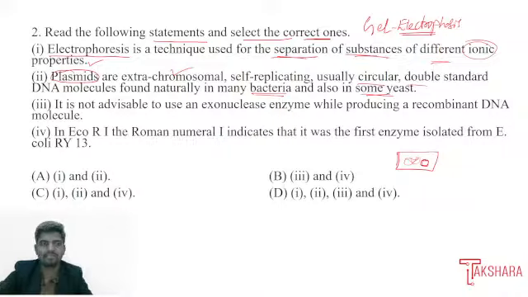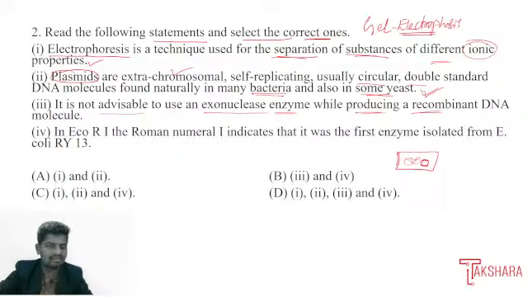So all of this is the correct definition regarding the plasmid, and this is exactly the correct statement regarding the structure of a plasmid. Okay, and coming to the third one: it is not advisable to use an exonuclease enzyme while producing recombinant DNA molecules.